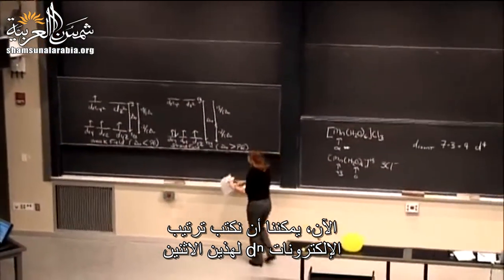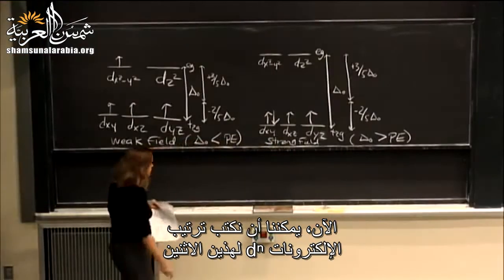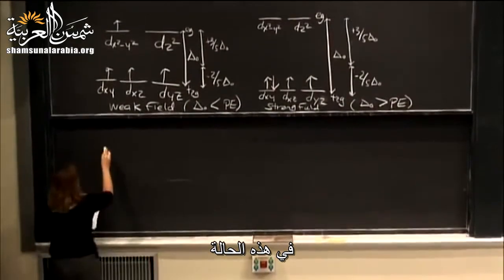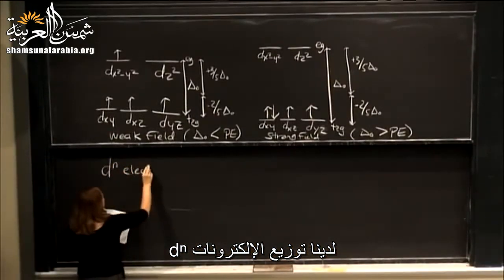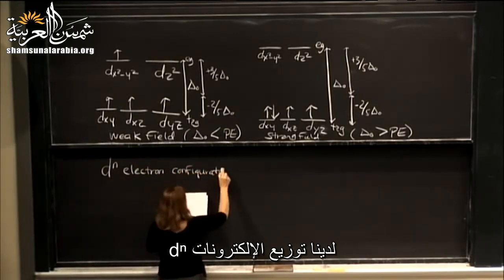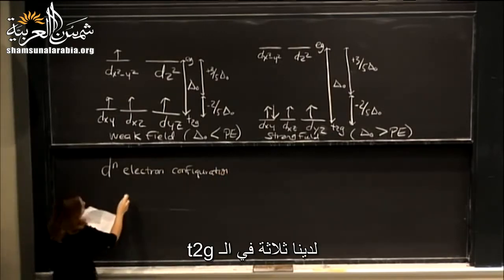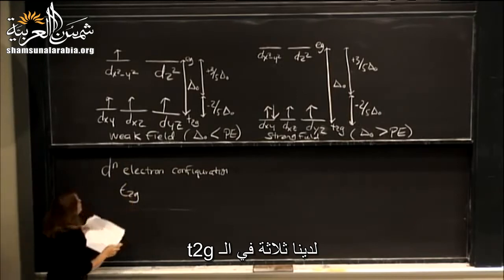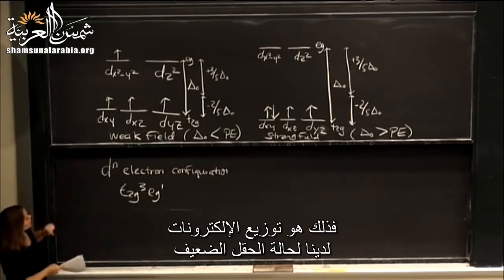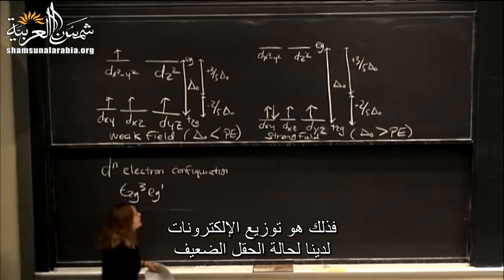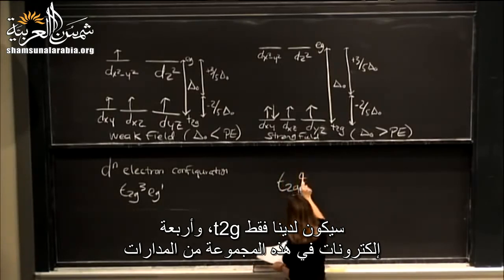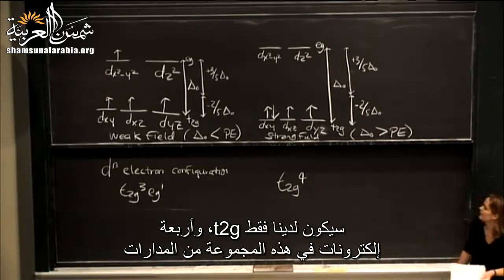So now we can write the different d^n electron configurations for these two. So in this case, if we have our d^n electron configuration, we have three in the t2g, and in the eg set, we have one. So that is our electron configuration for this weak field case. And for the strong field case, we didn't put any up in the eg. So we just have t2g, four electrons in that set of orbitals.